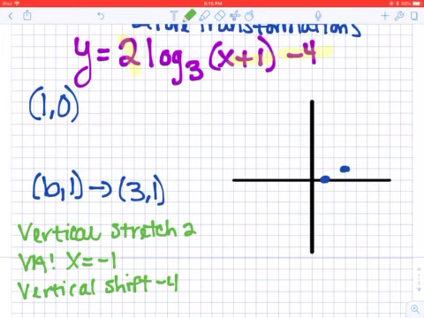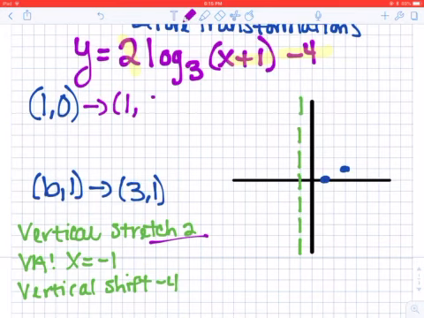And so let's go ahead and draw in our vertical asymptote here. There's that. And then let's start with the point (1, 0) and perform our transformations. Well, we have a vertical stretch of 2, and so whenever you have a vertical stretch, you need to multiply your y values by that number. So I'm going to multiply my first y value, which is 0, by 2, and 0 times 2 is still 0, so I get the point (1, 0).